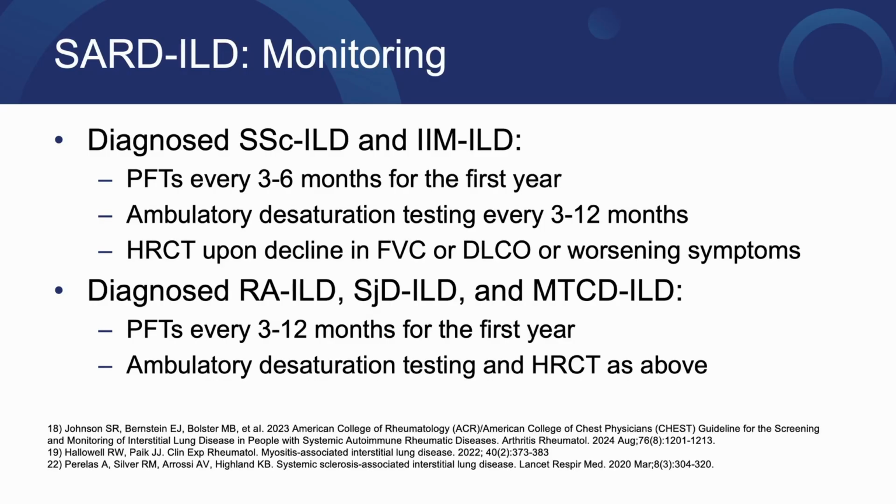With patients who have a history of RA-ILD, or any of these other connective tissue disorders, the pulmonary function test again stays the same every 3 months or so, depending on how they're doing, how they're progressing or stabilizing, and then checking their ambulatory desaturation tests and high-res CT just like before.